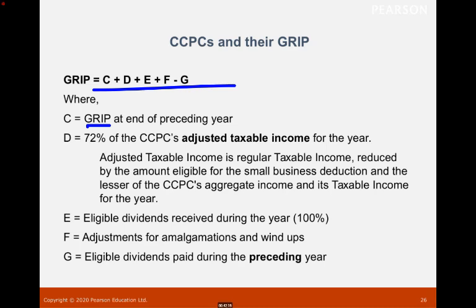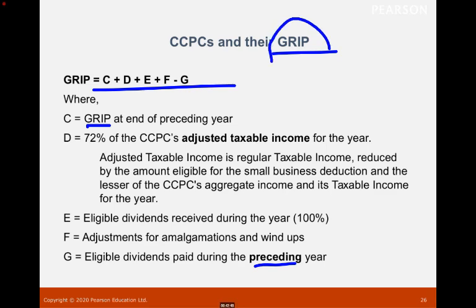G is eligible dividends paid during the preceding year. It's highlighted. It's not the current year. It's the preceding year. So that's how you would calculate what is available in that income pool.